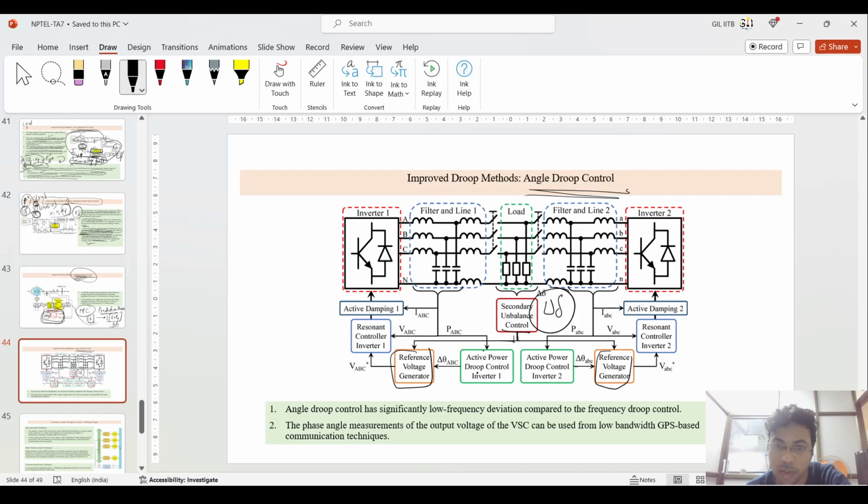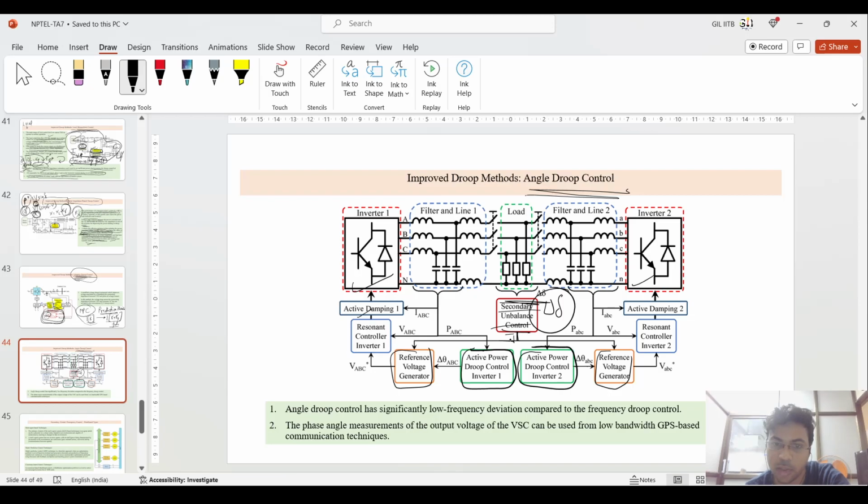Which is generated from this active power group control through the inverter 1. So there are two inverters which are connected, inverter 1 and inverter 2. It is also the PWM reference generated through this delta difference. The active power group control goes through inverter 1 and inverter 2.